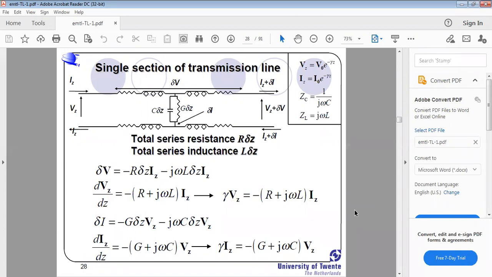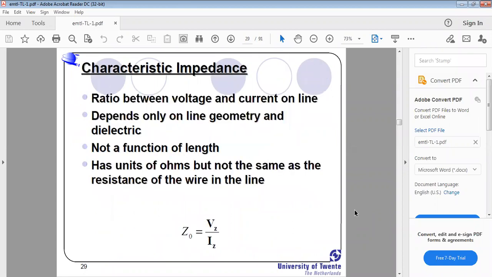We saw this in the last class. Vz equals minus of r plus j omega L into Iz by gamma. Similarly, Iz equals minus g plus j omega C Vz by gamma. Similarly, from that we defined characteristic impedance. What is meant by characteristic impedance? Characteristic impedance is simply the ratio. Impedance is nothing but resistance. Resistance is defined as voltage by current, right?